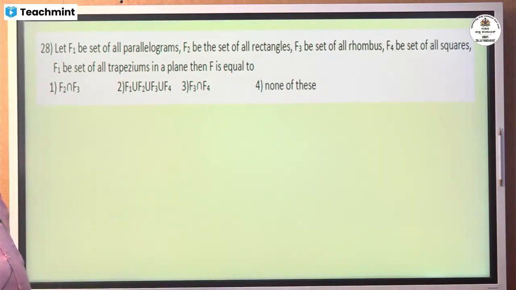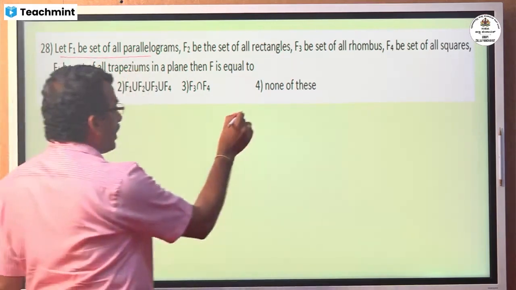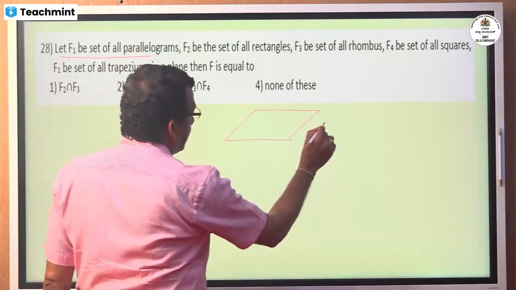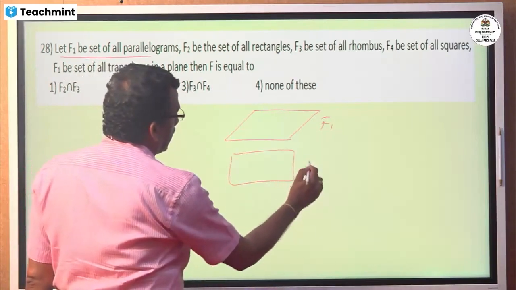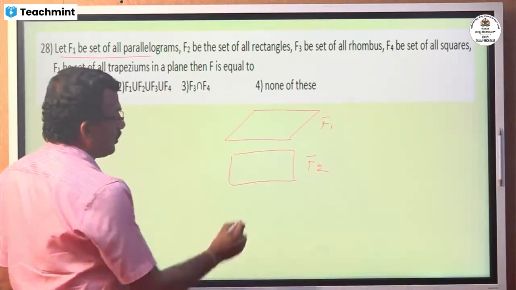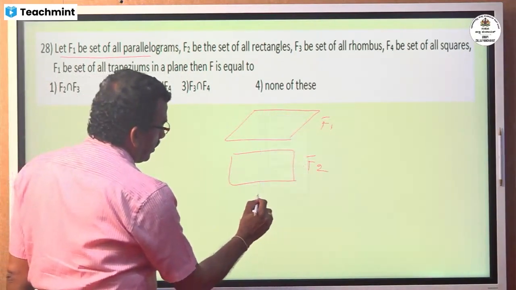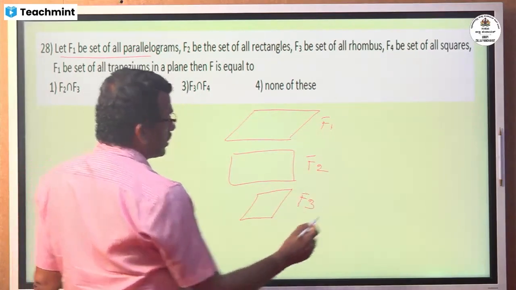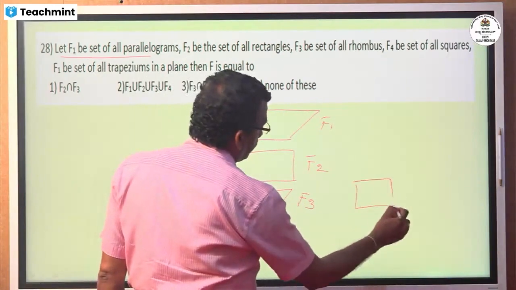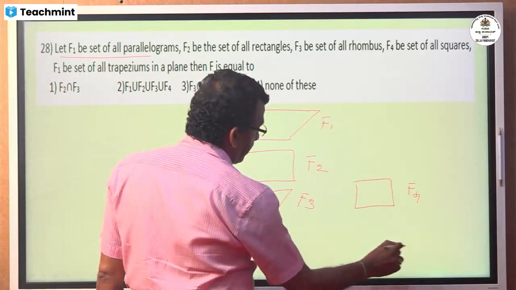Now, again, let F1 be the set of all parallelograms. You know the different types of quadrilaterals. They have said parallelogram, F1 looks like this. These are all parallelograms. F2 is a rectangle. You know the properties of a rectangle. F3 is a rhombus. You know what a rhombus is. And F4 is a square. With F5 as trapezium.